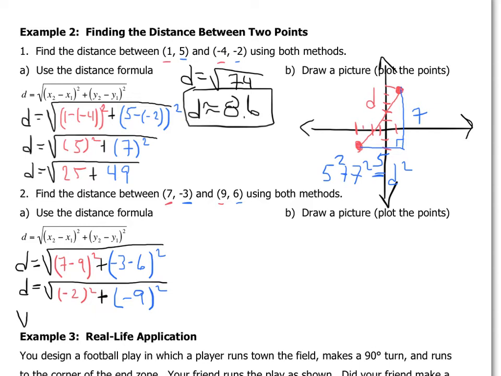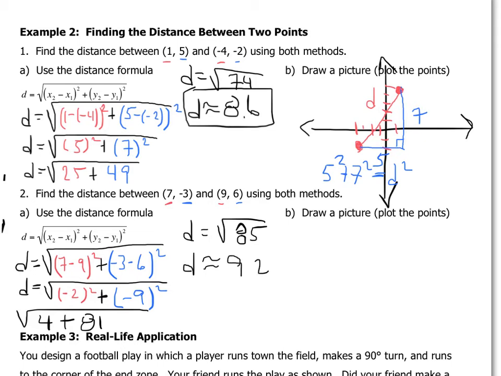I move down to the next one. Negative 2 squared is 4. Negative 9 squared is 81. So basically we are looking for the square root of 85. Now, again, 85 is not a nice perfect square, so we're not going to worry about exactly what it is. We're going to take the square root of it, and I get about 9.2. That's using the distance formula.